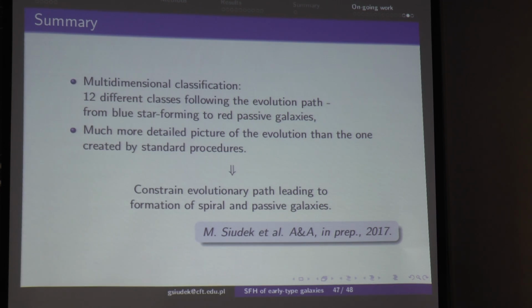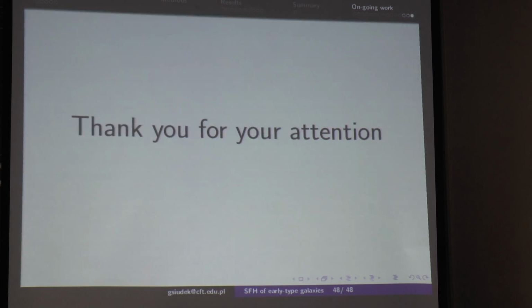And just to summarize, we developed a new classification which separates our galaxies into 12 different classes, which follow the evolutionary path from blue star forming to red passive galaxies, and we may find a more detailed picture of the evolution. I would like to focus on analysis of this group of red passive galaxies. And that's it. Thank you.